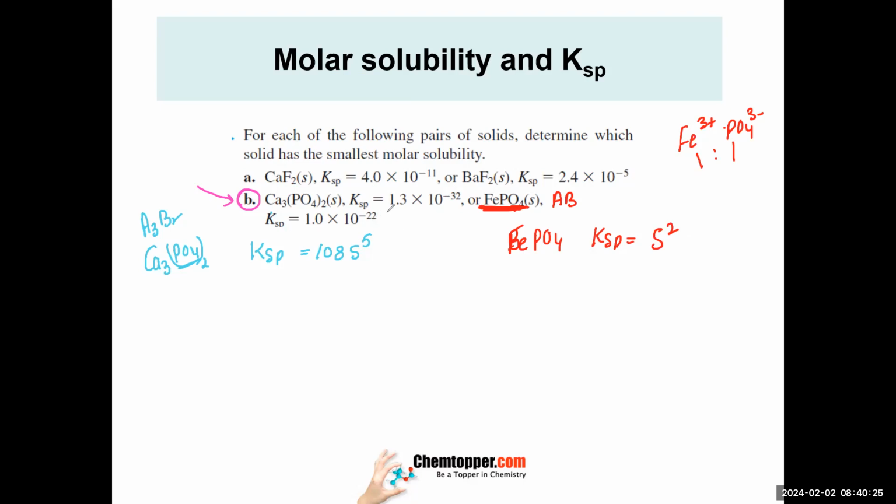If I compare their Ksp values, one has this, other has this. If I'm comparing by Ksp, then according to that thinking, which one is more soluble, AB type or A3B2 type? Now you will see it is wrong. Let's prove that I cannot compare, because these expressions are different. Check here. What is S here?